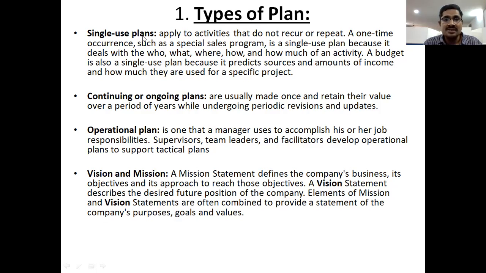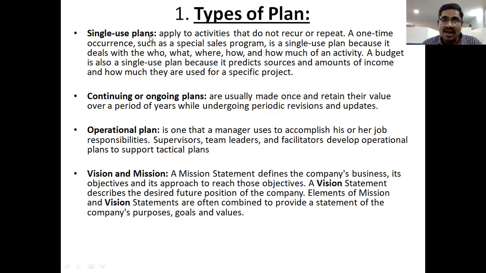This type of plan is used only one time, non-repetitive. These apply to activities that don't recur or repeat. A one-time occurrence, such as a special sales program, is a single use plan, because it deals with the who, what, where, how, and how much of an activity. A budget is also one example of single use plans, right?